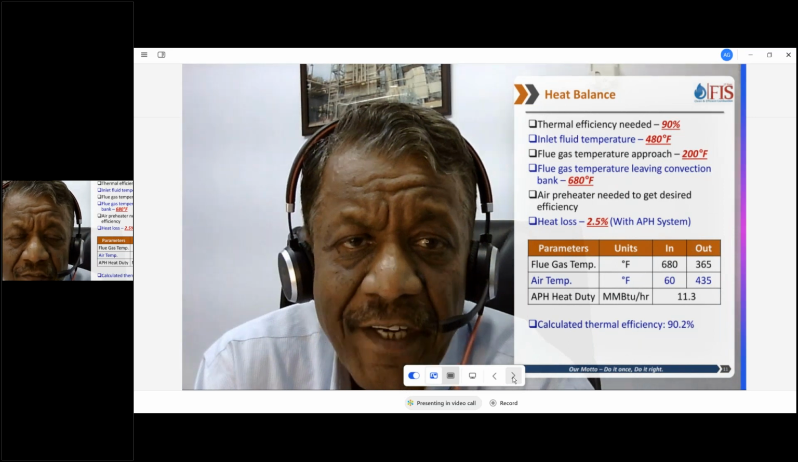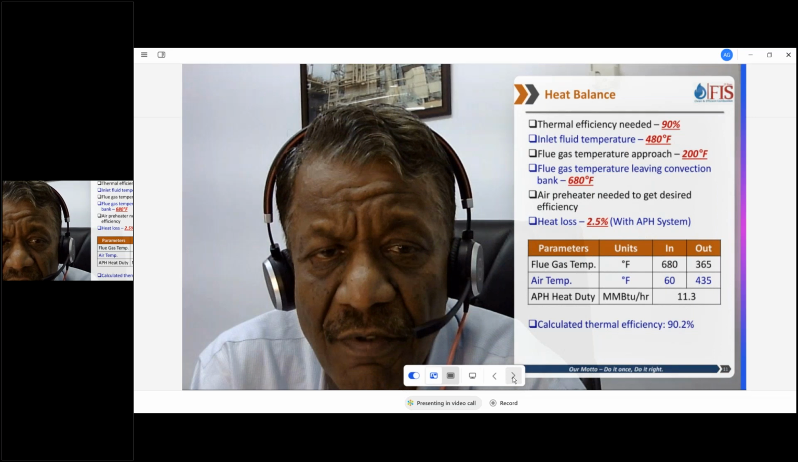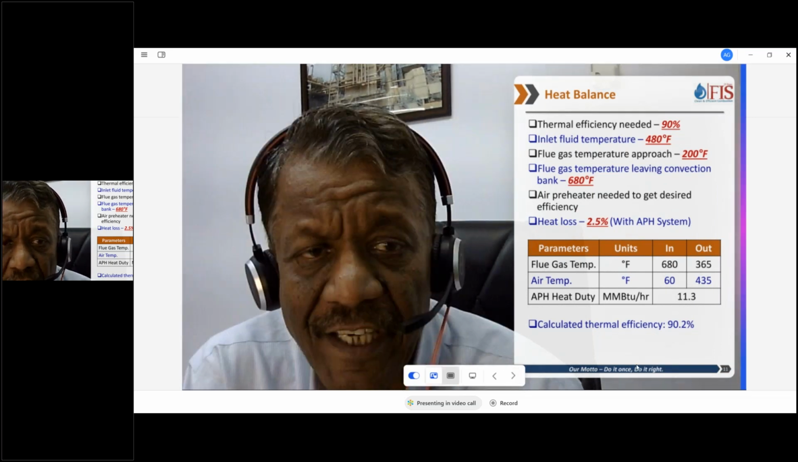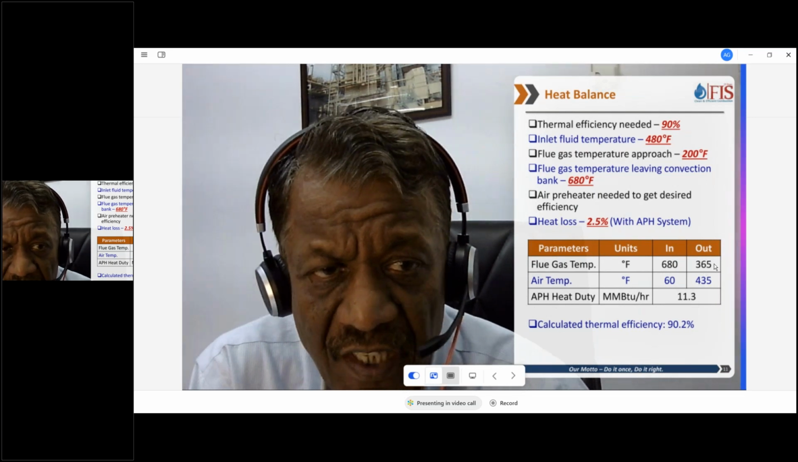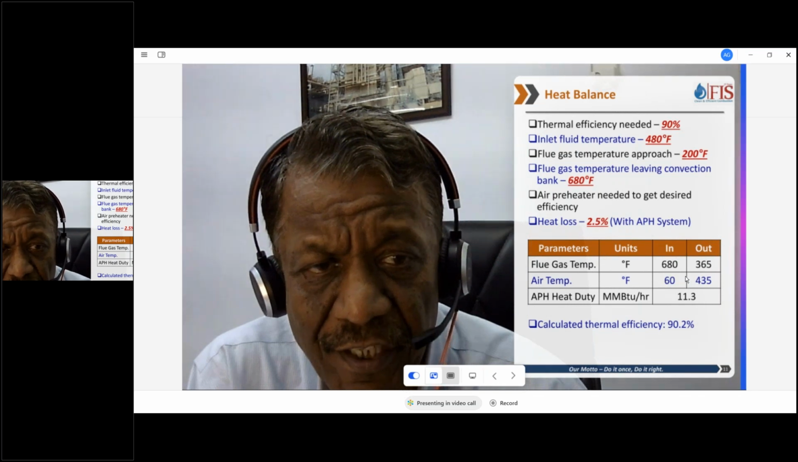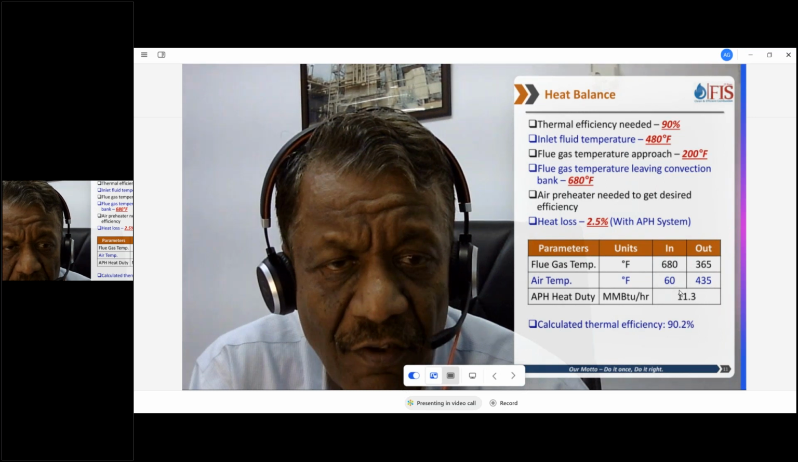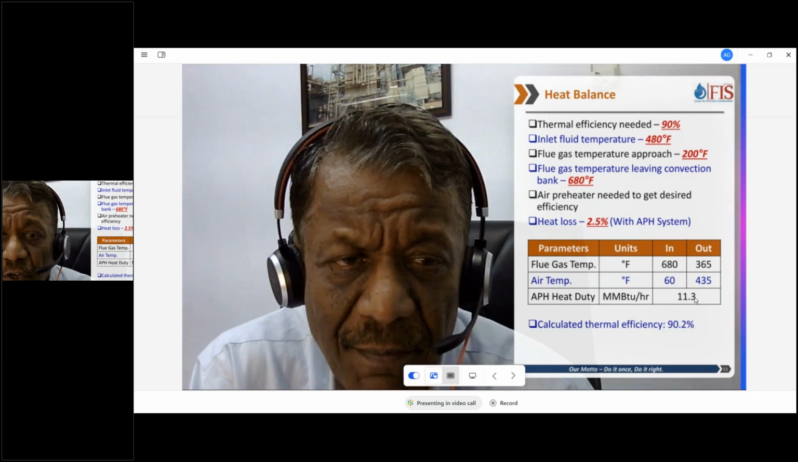And then we installed an air preheater because the client wanted 90% efficiency. So we installed an air preheater and cooled the flue gases to about 365. And as a result, the air temperature goes up from 60 to 435. And we have an air preheater of about 11.3 million BTUs. And the calculated thermal efficiency is about 90.2%.